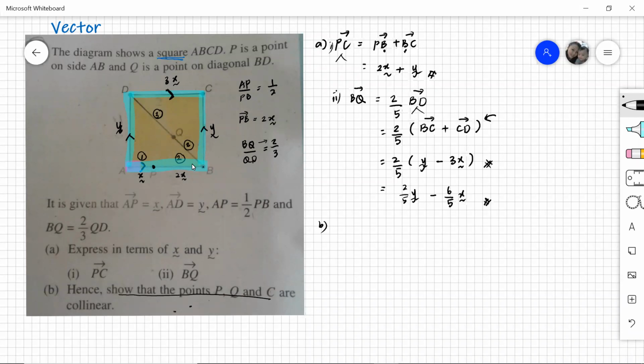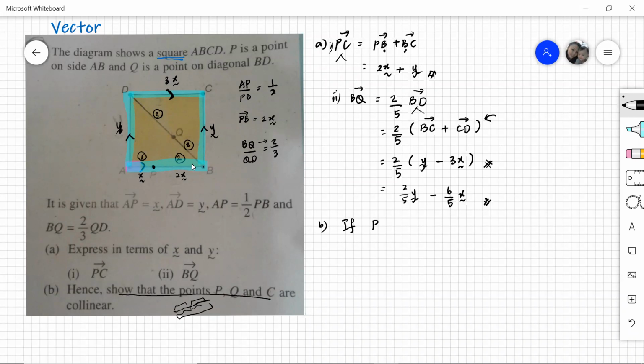Because they are collinear, on the same line, the line segment must be parallel to the other line segment, parallel to the whole line. Okay, so use the concept of parallel. So PQC, let's write the hypothesis.